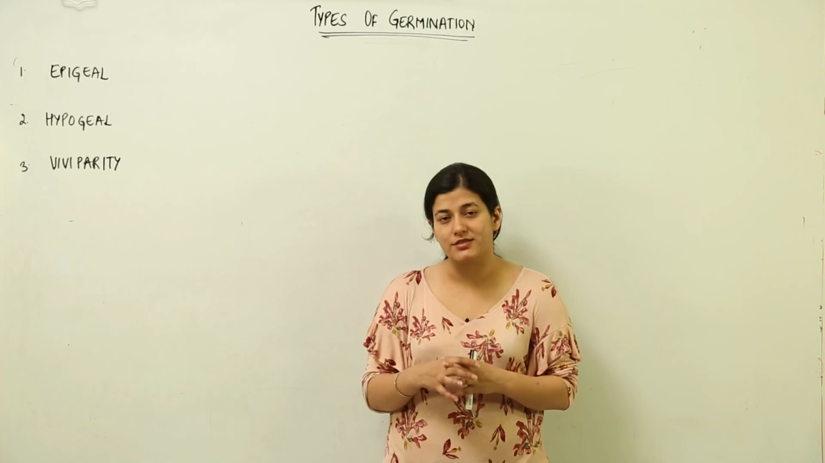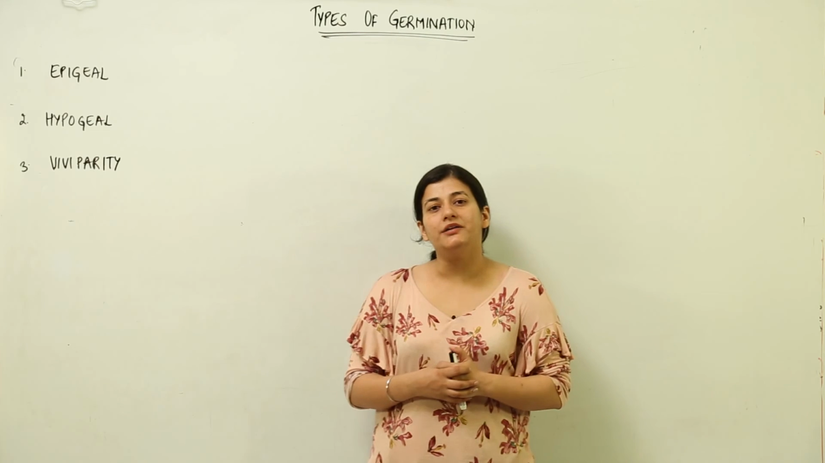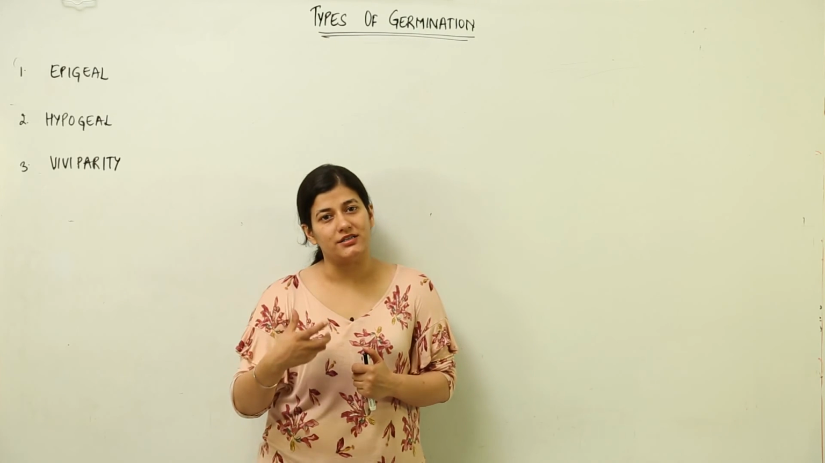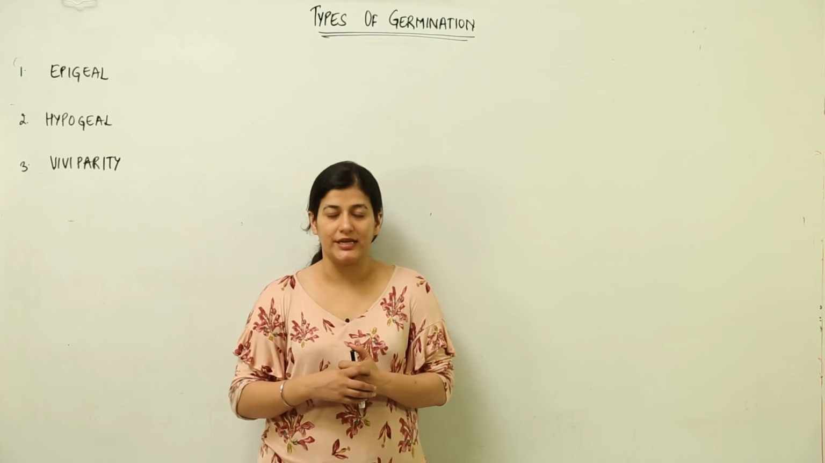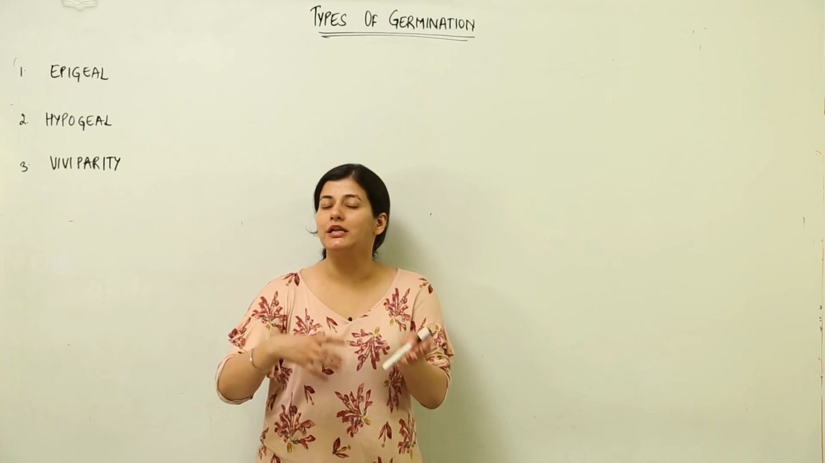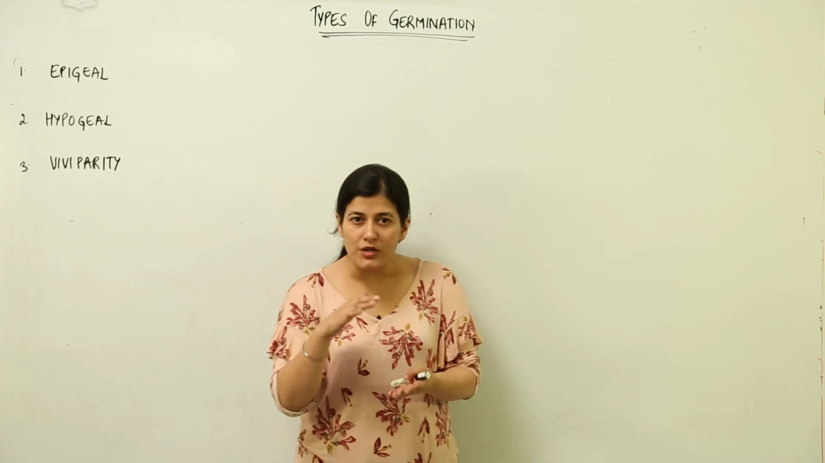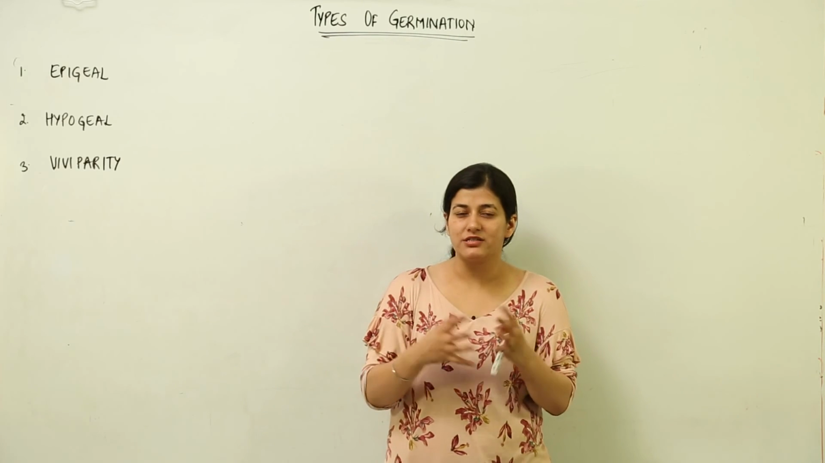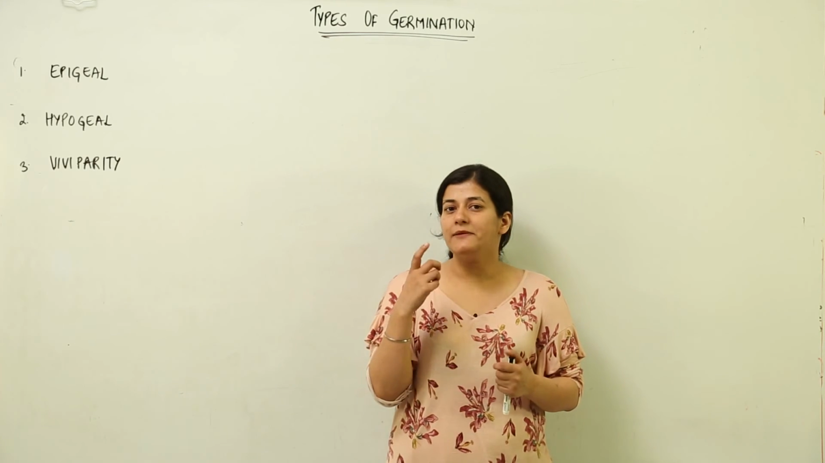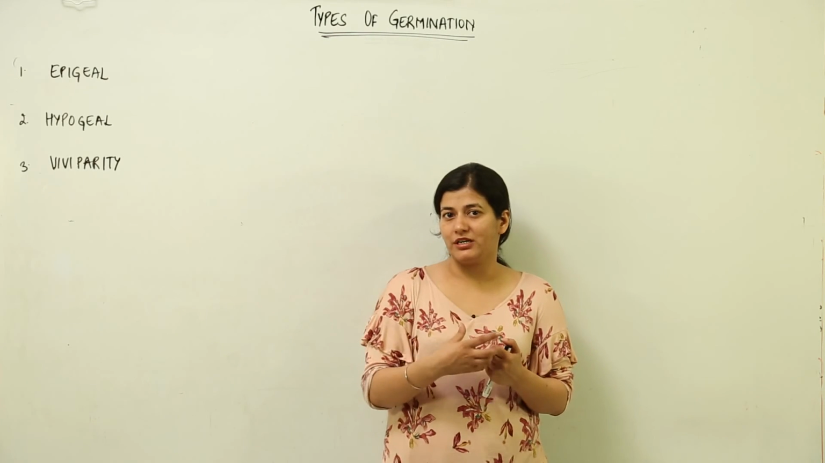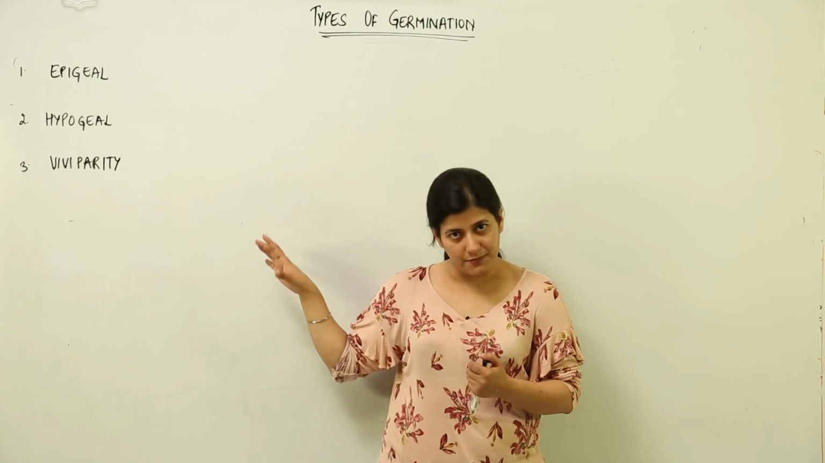This entire process is known as germination, and whenever a plant has to start its growth from seed to a proper seedling, it grows into a very small plant where leaflets originate. That process is termed germination, and depending on the type of germination, we have different types.